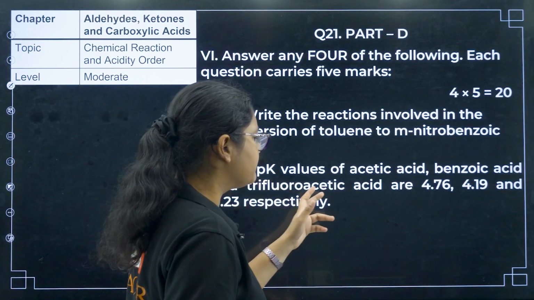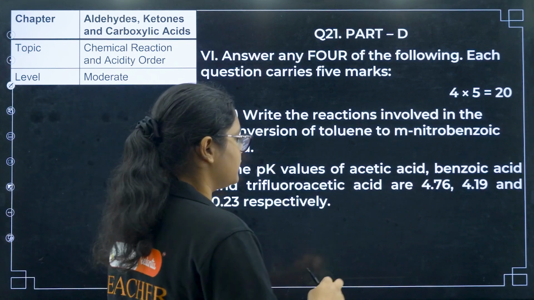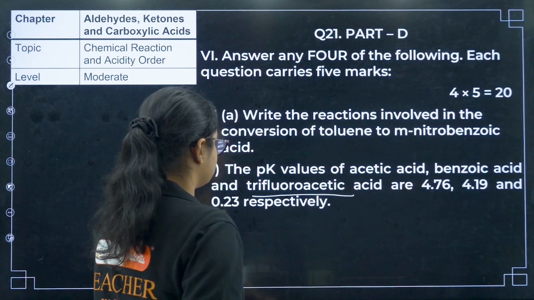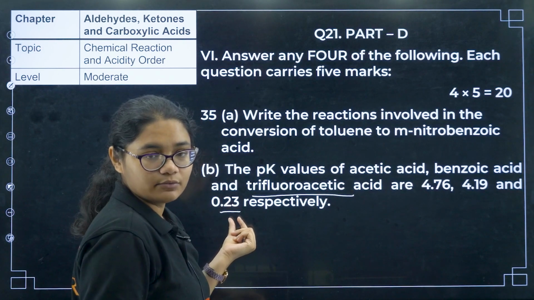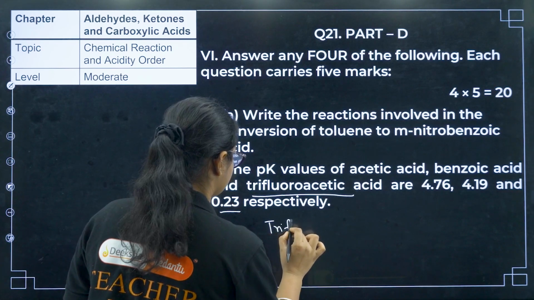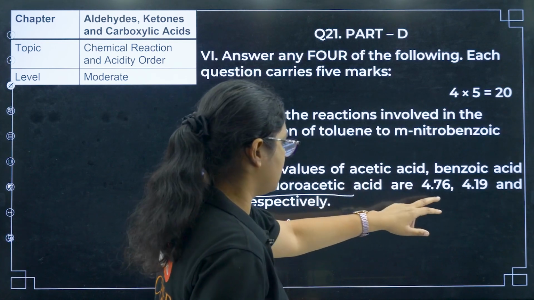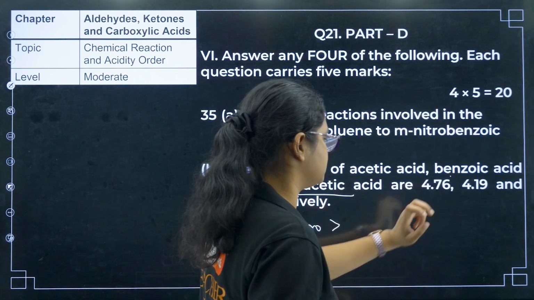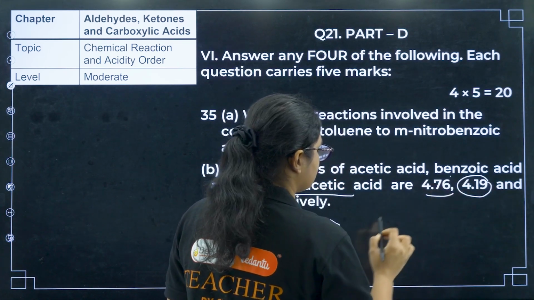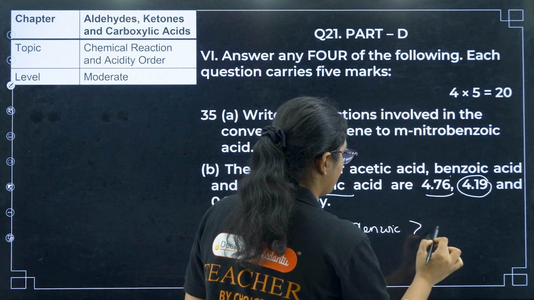Next here, pKa values are given, so you know the lower the pKa value, the higher the acidity. So here you can see the last one, trifluoroacetic acid. Trifluoroacetic acid has the least pKa value, that means it is the most acidic one. So I will have trifluoroacetic acid. I am just writing in short. Okay, then we have 4.19, that is your benzoic acid. So after trifluoroacetic acid, the least pKa value is for benzoic acid. Okay, and after that we have acetic acid.